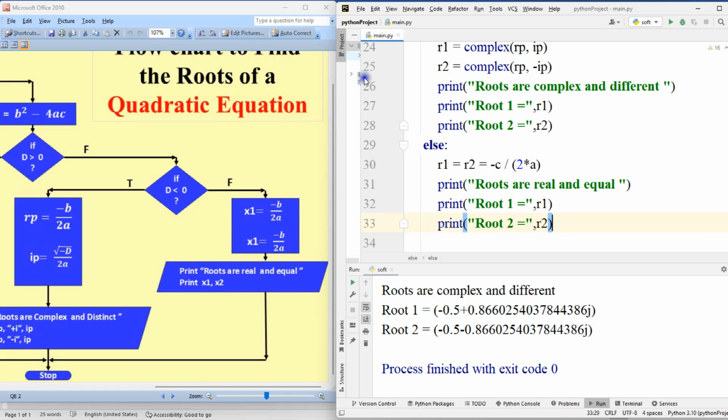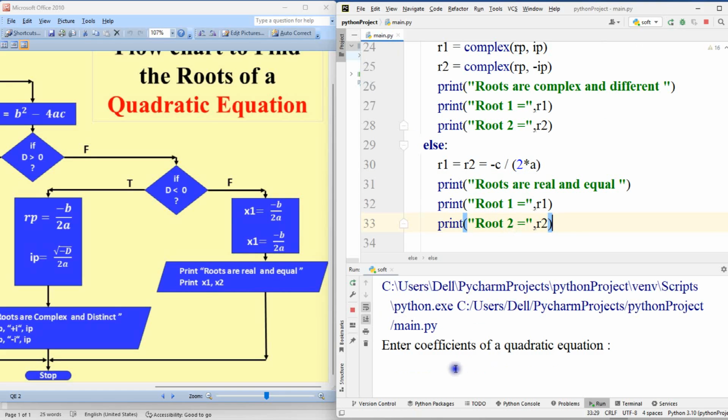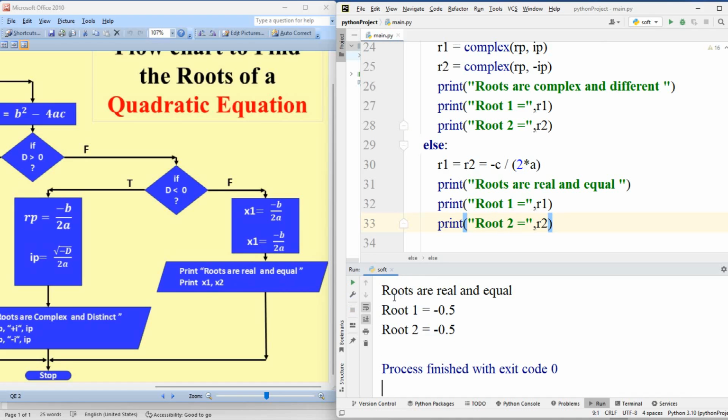Let us execute once again. Once again the A value should not be equivalent to 0, so 1 2 1. What is our expected result? Roots are real and equal. You can see here roots are real and equal. R1 is equal to minus 0.5, R2 is equal to minus 0.5. Both are equal and real.